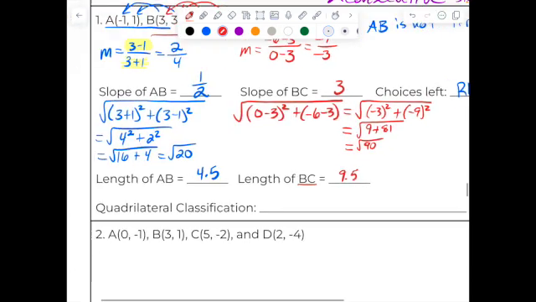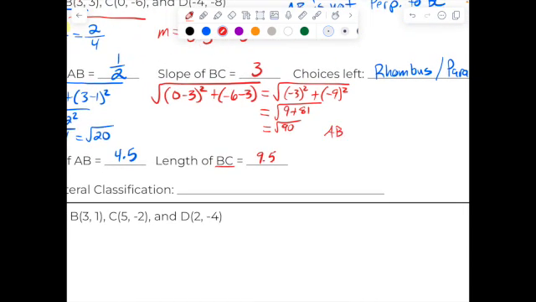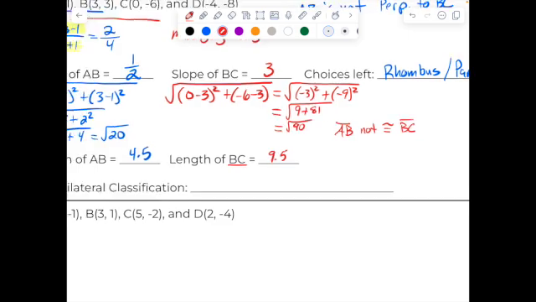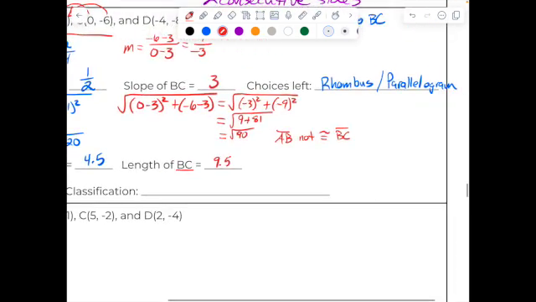Now, you should recognize then that AB does not equal BC. They are not congruent. Okay, they are not equal to each other. They're not the same length. So this cannot be a rhombus. It can only be a parallelogram.